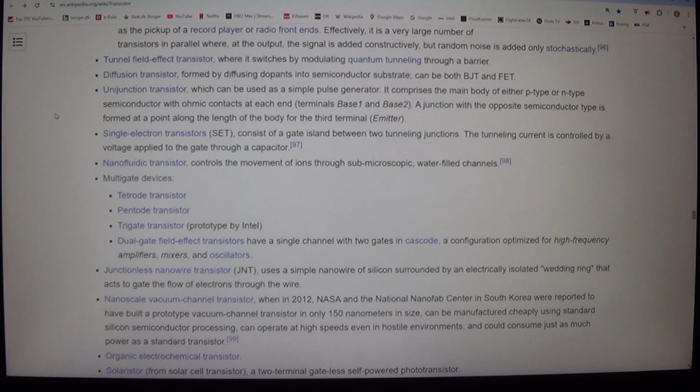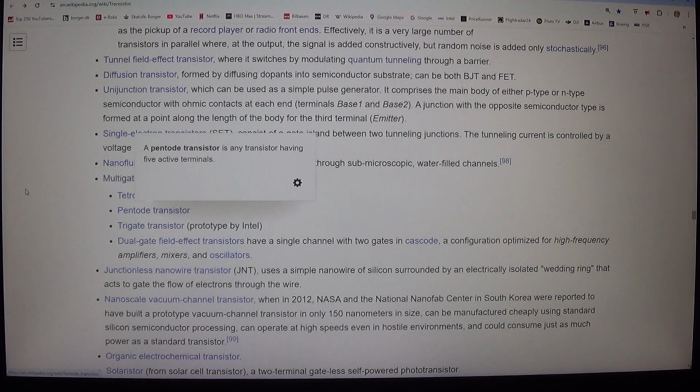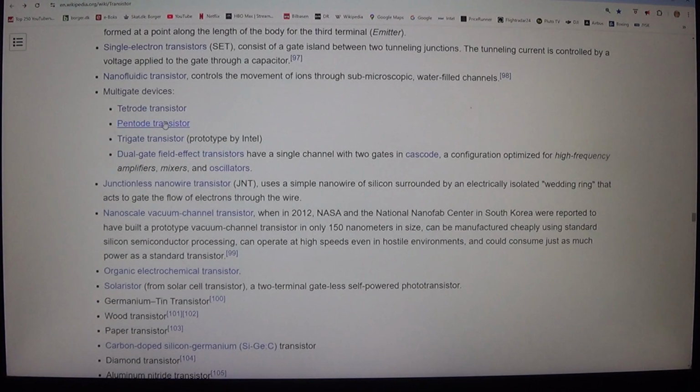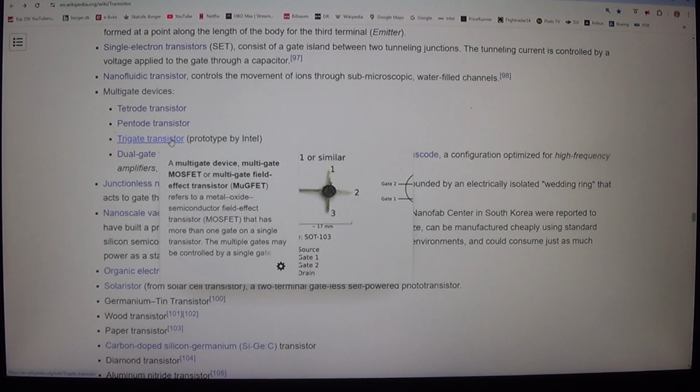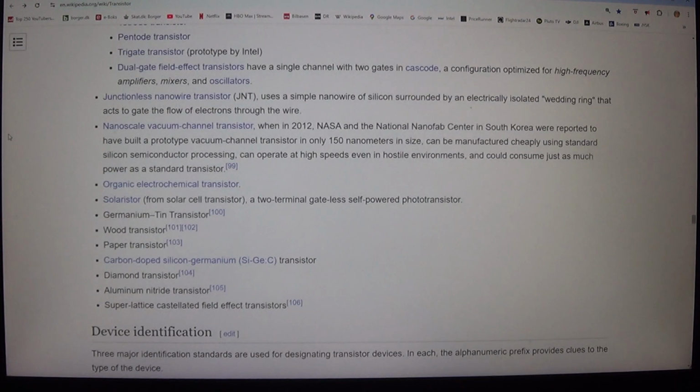8. Multigate devices. 1. Tetrode transistor. 2. Pentode transistor. 3. Trigate transistor, prototype by Intel. 4. Dual gate field effect transistors have a single channel with 2 gates in cascade, a configuration optimized for high-frequency amplifiers, mixers, and oscillators.